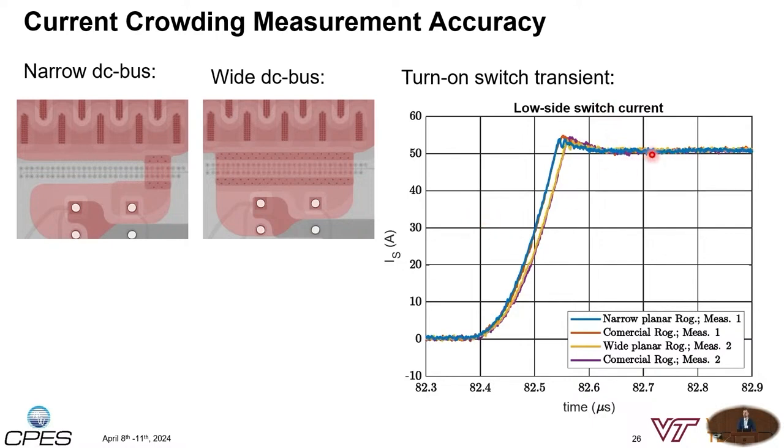You see that the amplitude itself is matched nicely, meaning that even if we have the current crowding to within 5 millimeters at the outside of our DC bus structure, the planar Rogowski coil is still able to measure it accurately.